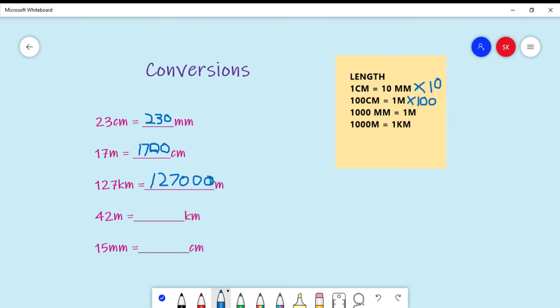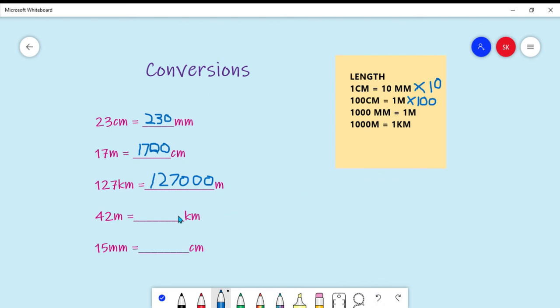Now the next one, 42 meters into how many kilometers? This time we have to divide, since 1 kilometer is 1000 meters. So 1 meter will equal 0.001. So here we have 42 meters. So we have to divide it by 1000.